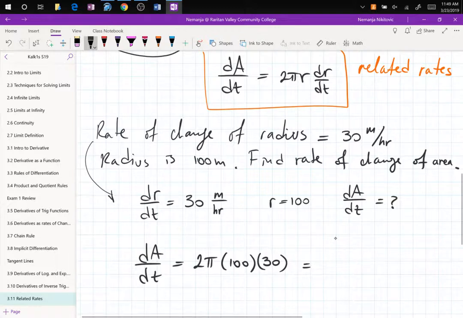Right? So this is 6,000 pi meters squared per hour. So if you are gaining almost 20,000 square meters per hour, you want to make sure that the cleanup crew is there as soon as possible. Right, because pi is 3.14 times 6, so it's not 19 yet, but we can round it off.